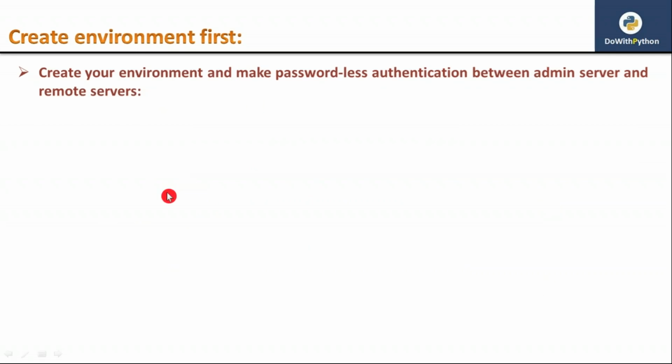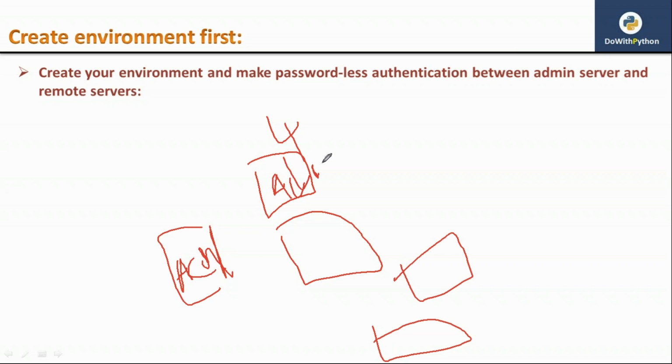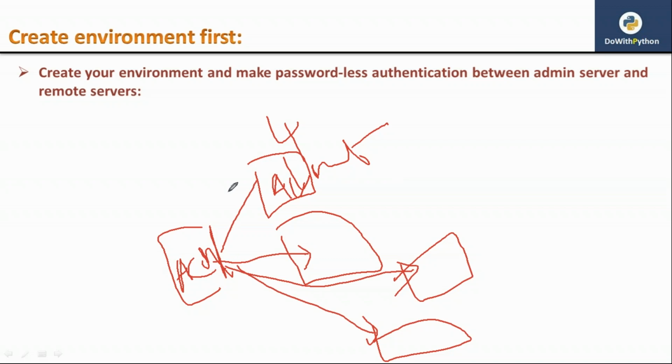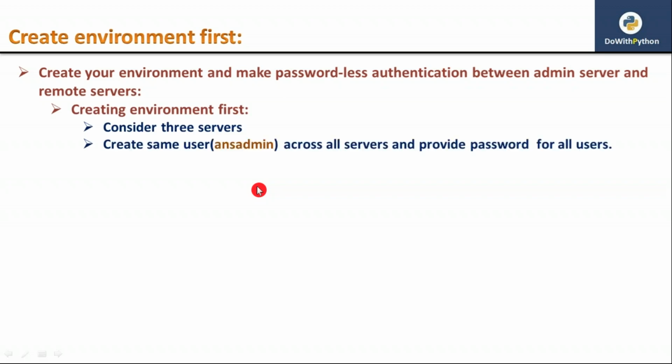First you need to create your environment. Suppose you are going to take 4 servers, let me take one Ansible controller and 4 Ansible clients. So this is the Ansible controller, suppose, and these are Ansible clients. Before you install your Ansible, you need to provide passwordless authentication between all these servers. Then once you install your Ansible, it will work effectively.